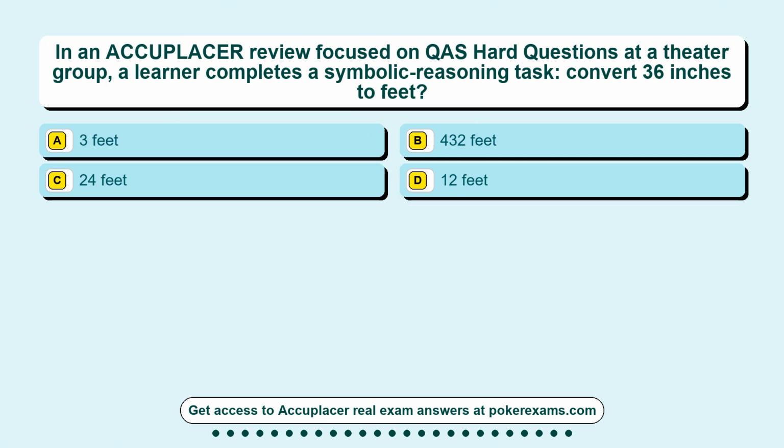Question 20. In an ACCUPLACER review focused on QAS hard questions at a theater group, a learner completes a symbolic-minus-reasoning task. Convert 36 inches to feet. Option A, 3 feet. Option B, 432 feet. Option C, 24 feet. Option D, 12 feet.